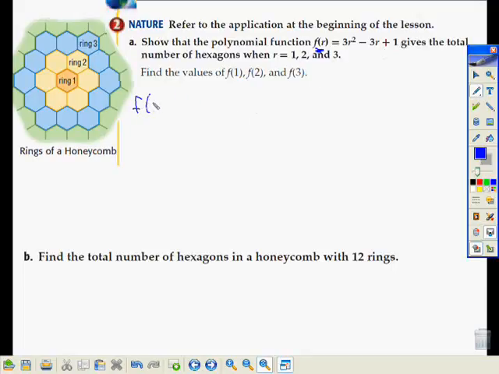So in my first ring, we just rewrite this, but instead of the r, we're going to leave a blank and go back and plug in whatever we started with here. And then we simplify it. 3 times 1 minus 3 plus 1 gives me 1. So that first ring just has one honeycomb in it, or one hexagon in there.